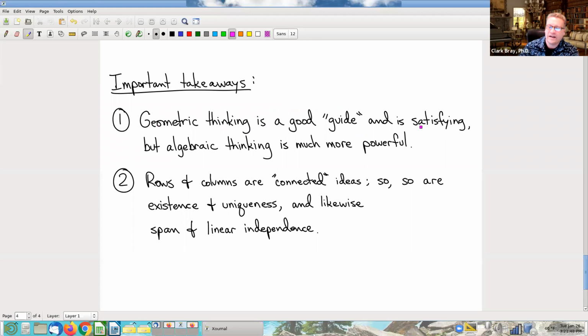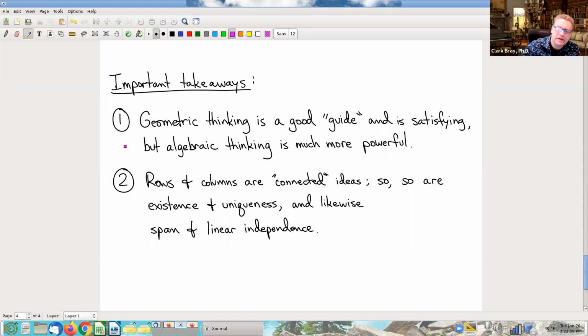All that said, we like it and it's useful sometimes, but algebraic thinking is much more powerful, right? It absolutely can do things that our geometric intuition just can't do. And furthermore, we can trust it in ways that we simply cannot trust our geometric intuition. Okay, so that's one of my important takeaways here.